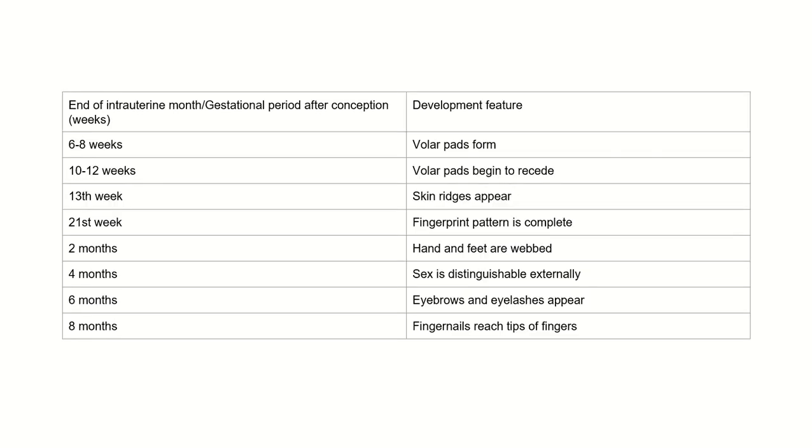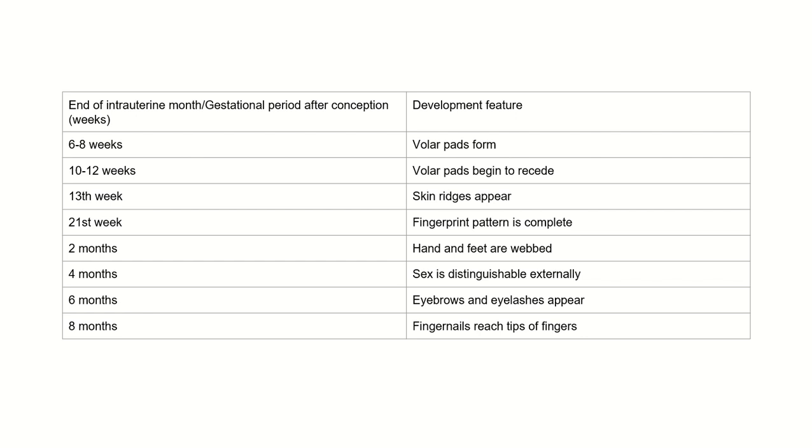Now, gestational period after conception and the development feature. Around 6 to 8 weeks, volar pads will form. 10 to 12 weeks, volar pads begin to regress. Before hands and feet, volar pad is formed, and then hands and feet would be developed. Around 13th week, skin ridges would appear. Around 21st week, fingerprint pattern would be complete.